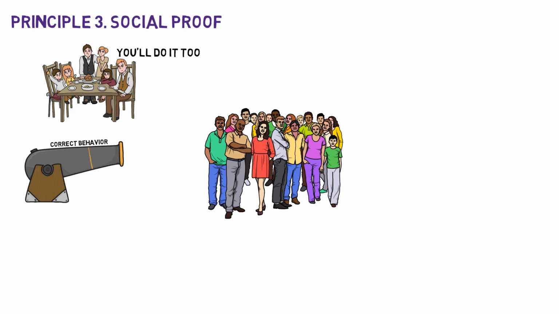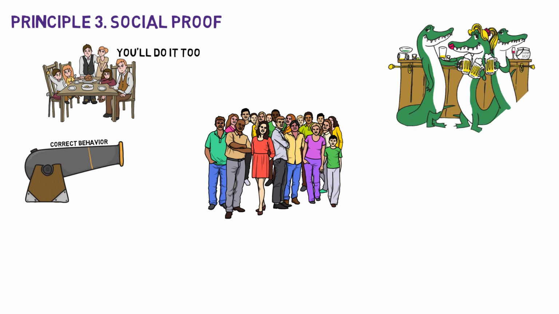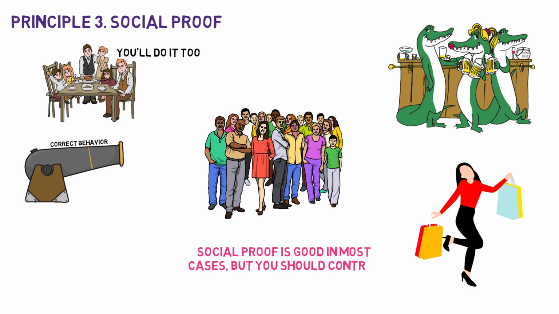For example, if you're at a bar with your friends and all of them order beer, you'll do the same. If your friend buys a certain collection of clothes, you'll do the same. Social proof is good in most cases, but you should control it from time to time.